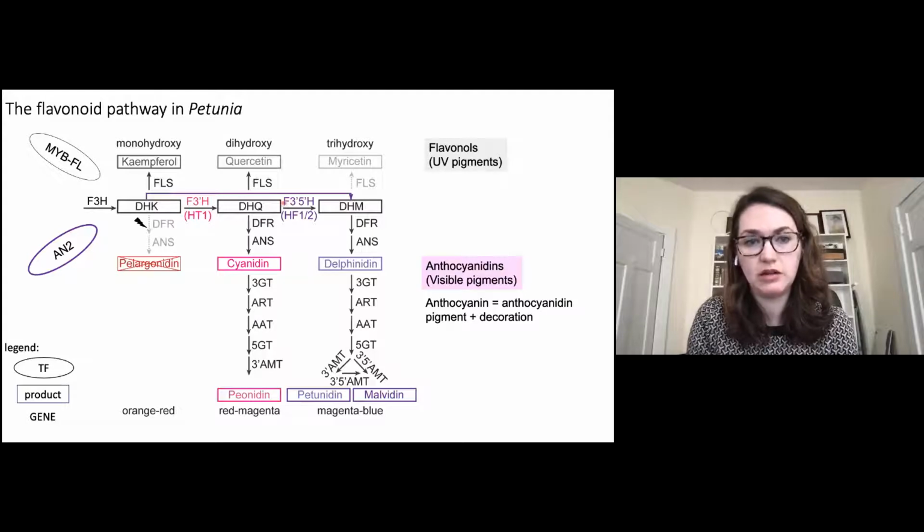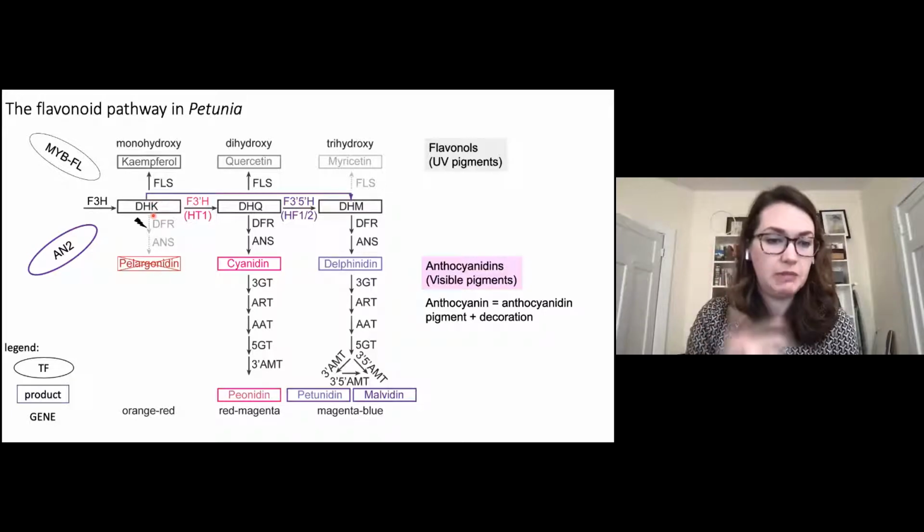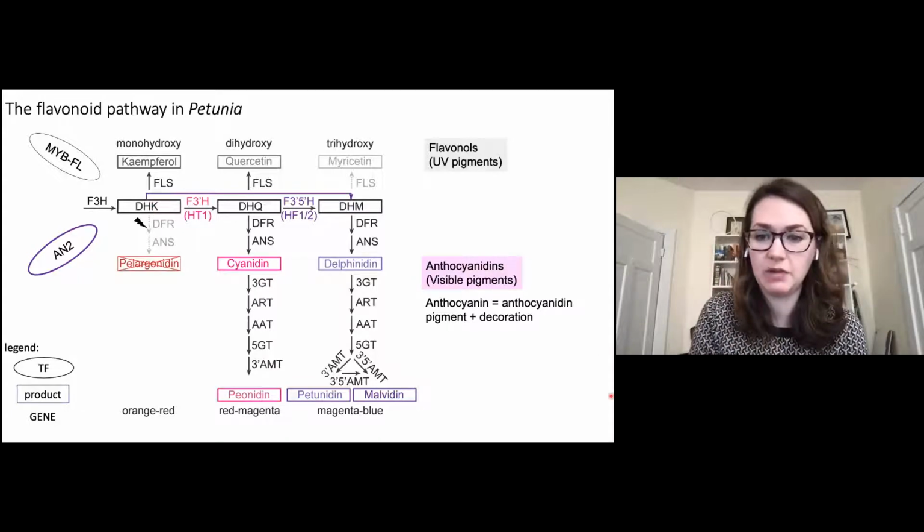Generally speaking, the greater the number of hydroxy groups on the compound, the more blue-purple the anthocyanin is. Another thing to note is that Petunia DFR cannot accept this substrate, DHK, so it cannot make the true red pigment pelargonidin. And this will come up a little bit later.